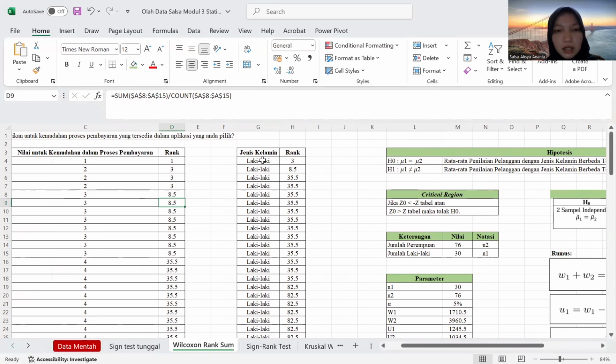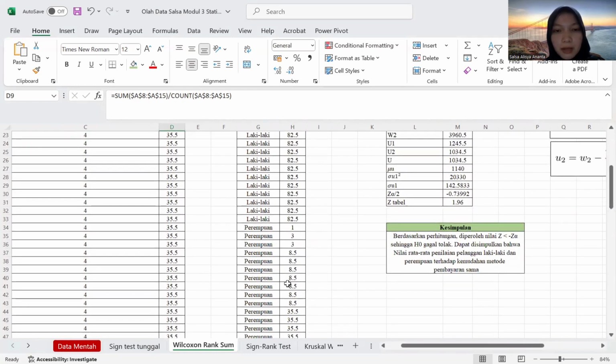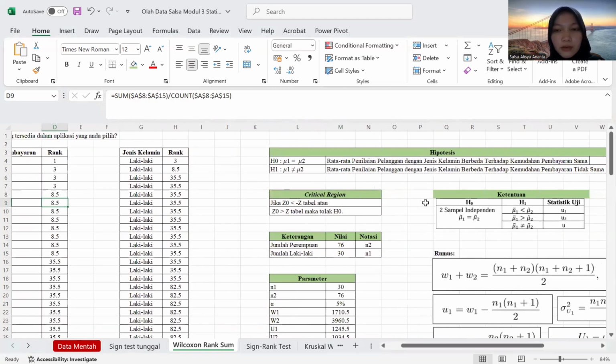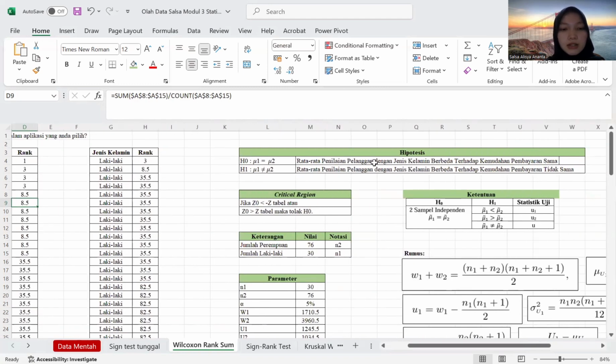As we can see here, the male and female samples are grouped separately. For the hypothesis test, the null hypothesis that we determine here is that the average customer ratings for ease of payment are the same across different genders, while the alternative hypothesis is that the average ratings are not the same.